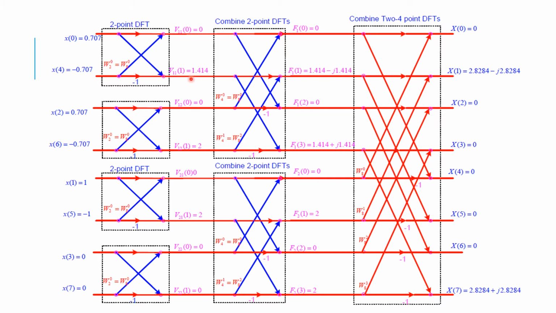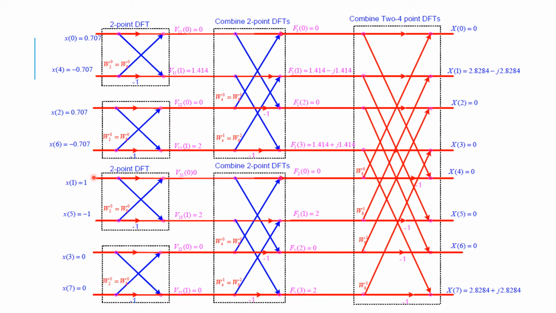1.414. Understood? So the next, the same procedure we have to follow. So this is A, B into W8 to the power of 0. So here A plus B into W8 to the power of 0, into minus 1. So this is what is happening. Now the same value I am not going to repeat.